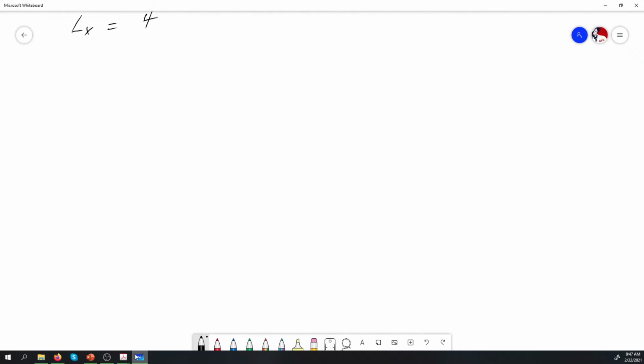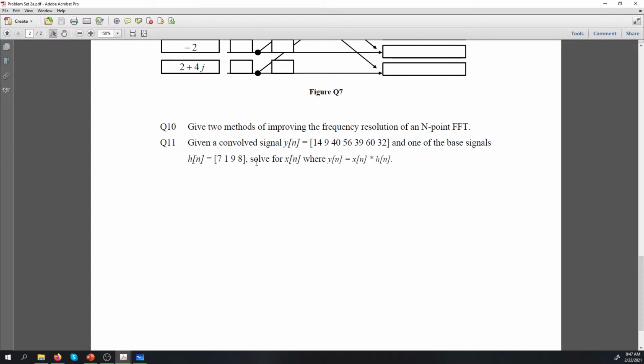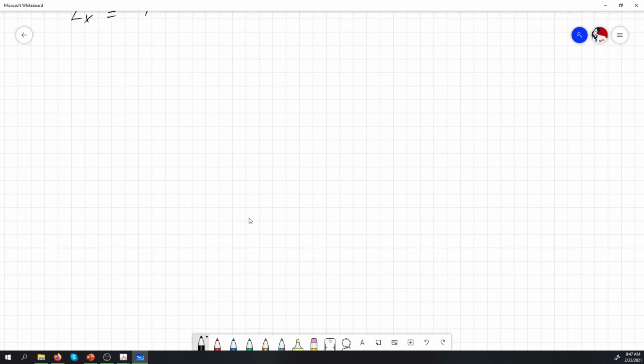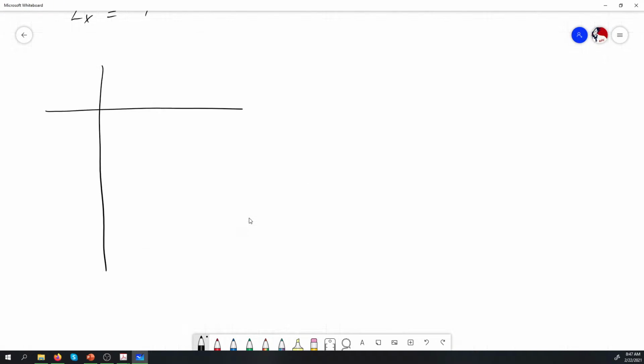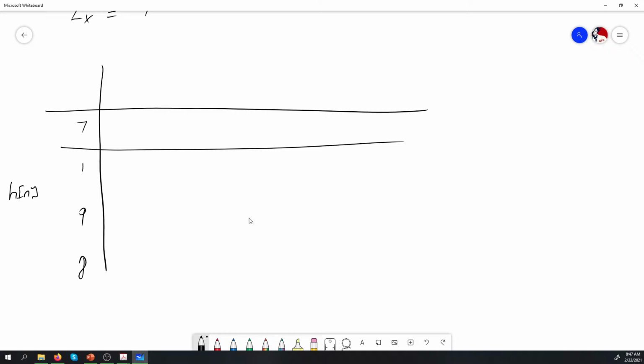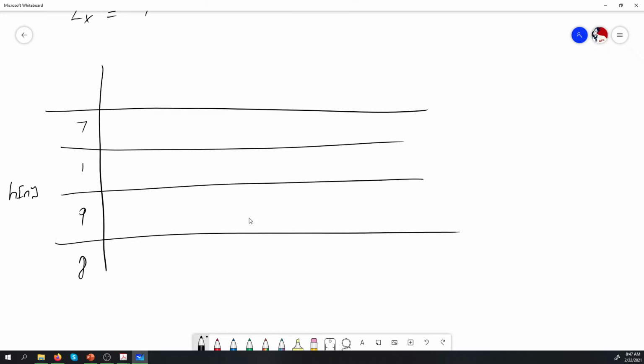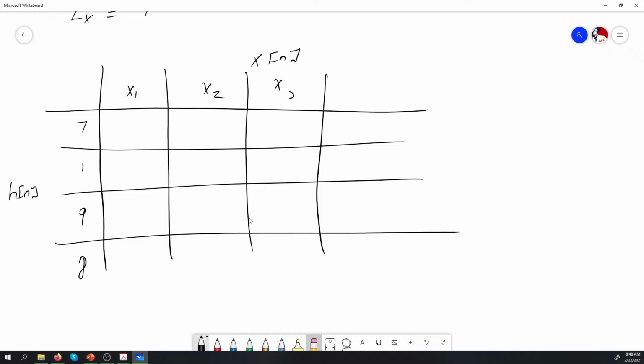So we have our y of n signal and our h of n signal, and we can formulate a convolution table, since we have the output and one of the inputs. Let's use the convolution table in reverse to solve for x of n. So let's draw a convolution table and put the h of n signal here. This was 7, 1, 9, 8. And for the x of n signal, we know this must only have 4 values in that vector. So we'll call these x1, x2, x3, and x4.